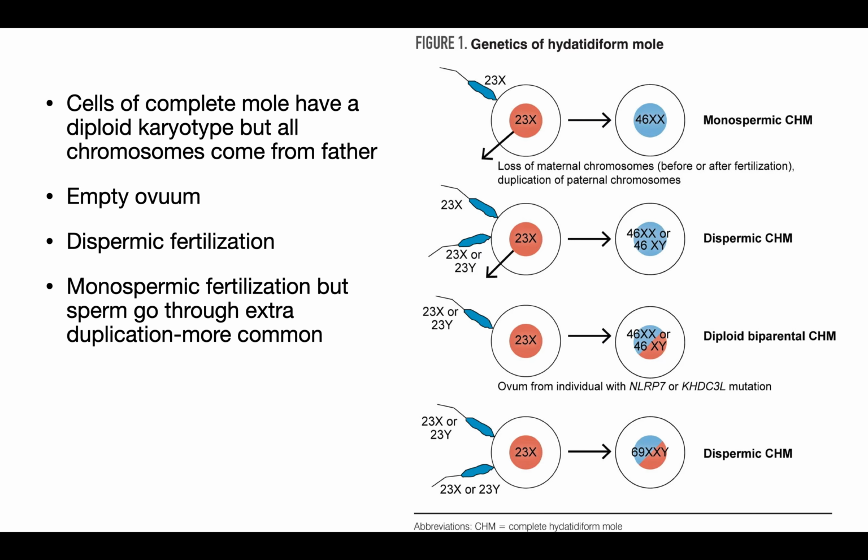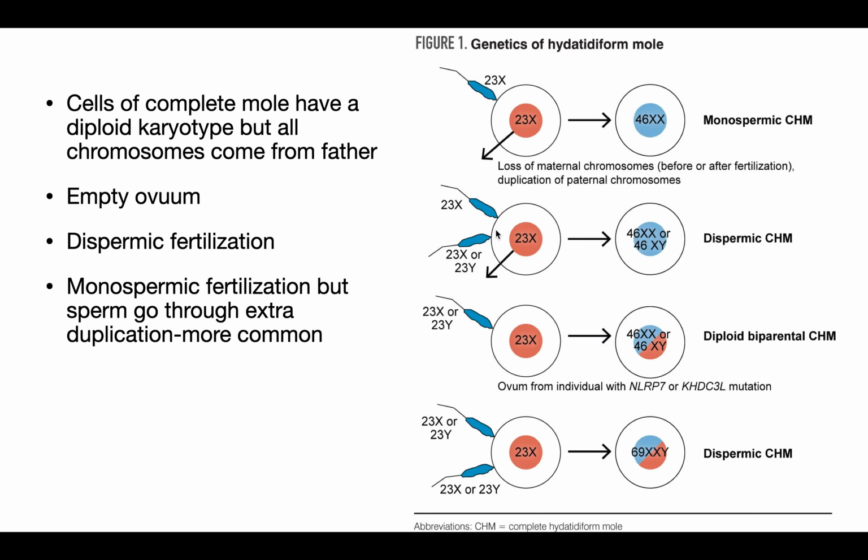The cells of a complete mole have the diploid karyotype, but all the chromosomes come from the father. There's not going to be any genetic information in the ovum. This can also be caused by a dispermic fertilization, but more commonly it's caused by a monospermic fertilization where the sperm goes through an extra duplication. There's going to be a loss of the maternal chromosomes, so all of the genetic information comes from the father.